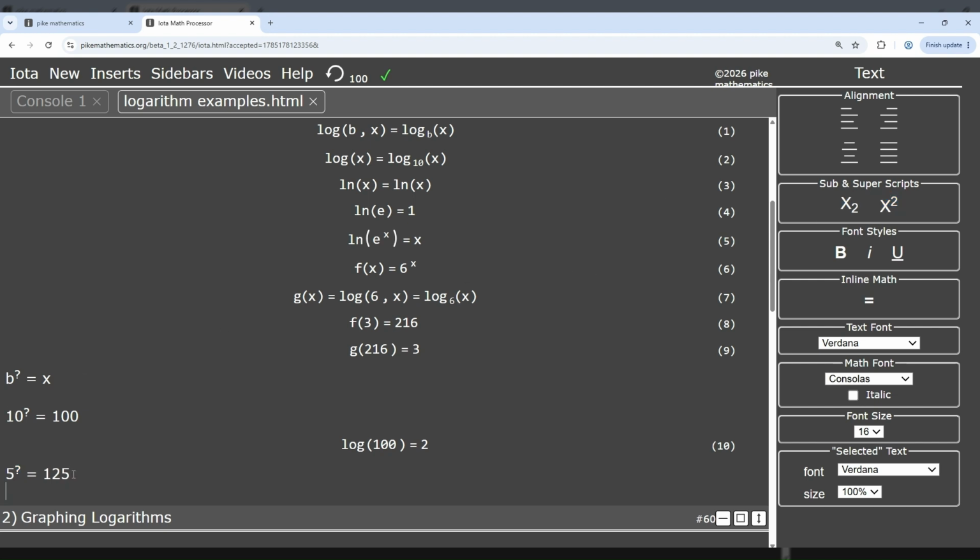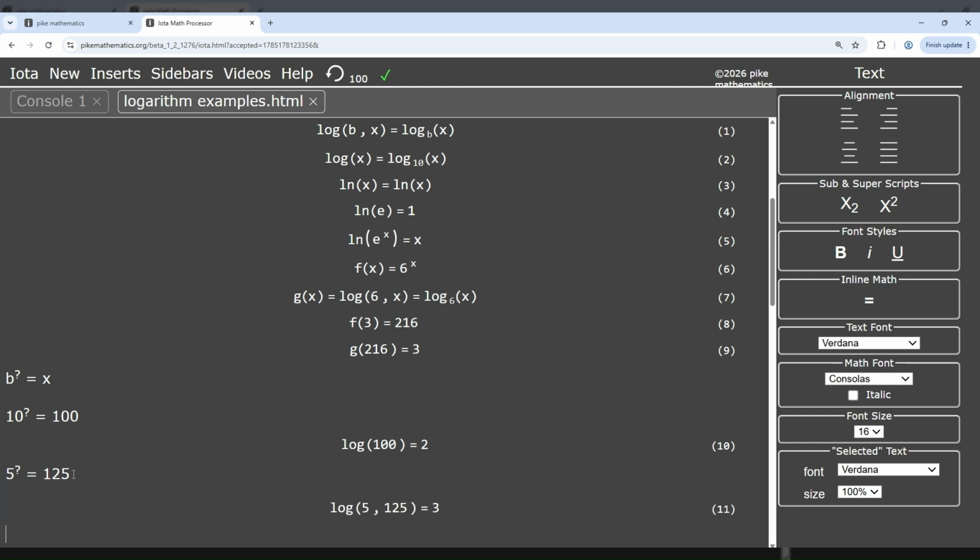Okay, so here, 5 raised to what power equals 125? Well, we can take the logarithm base 5 of 125 and we'll get that answer. It's 3. So 5 cubed equals 125. I don't know if that helps you, but for me, this helped me to understand what it is that logarithms were doing.